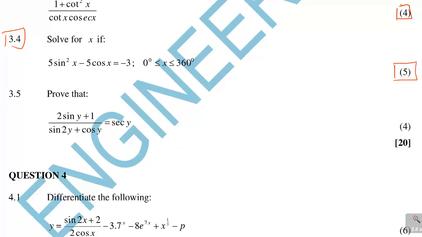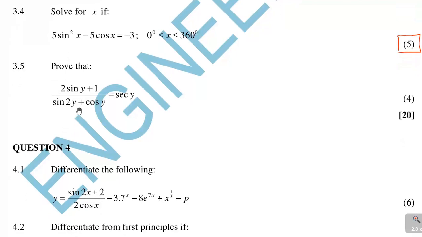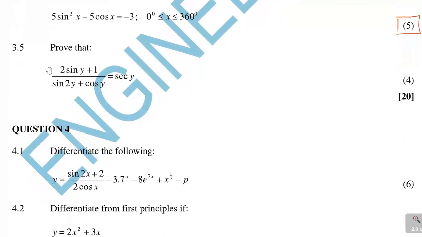So lastly, guys, let us look at the last one, which is 3.5. We are done with 3.4. Let us look at 3.5. It says prove that, and we're supposed to prove that this is equal to that.